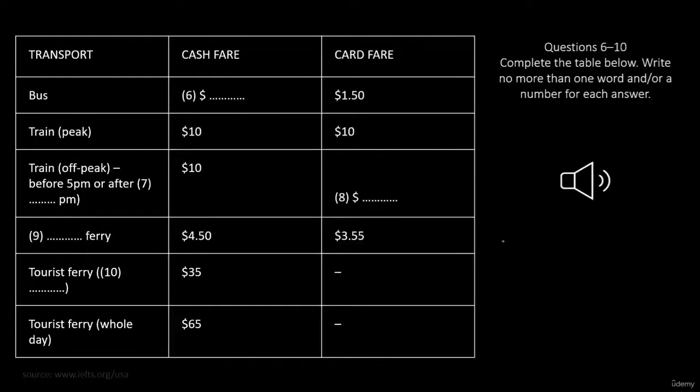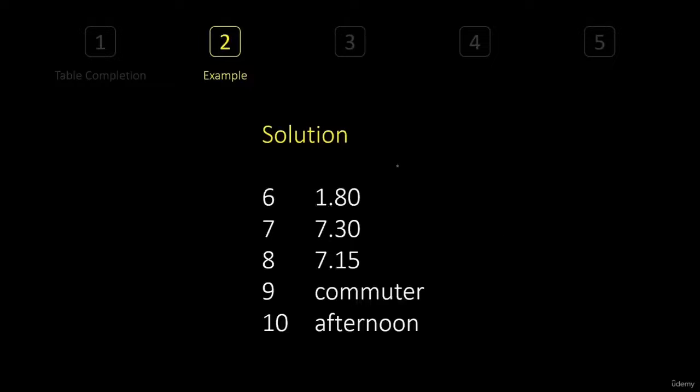Okay, so we are back. I hope you found all the answers, and let's see what the solution is for this. The solutions are: number 6, $1.80; 7, 7:30; 8, $7.15; 9, commuter; and 10, afternoon.